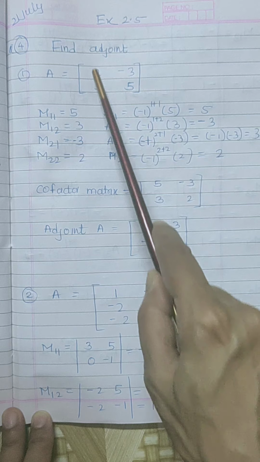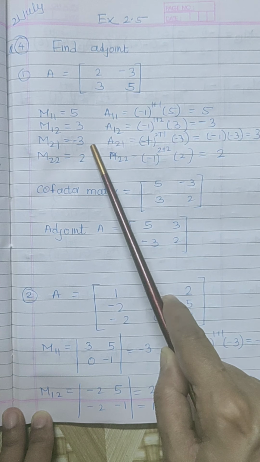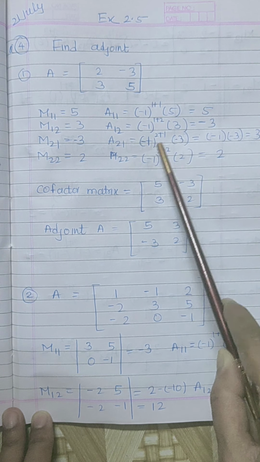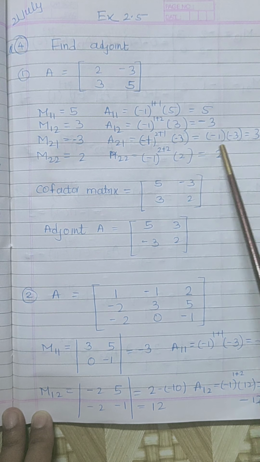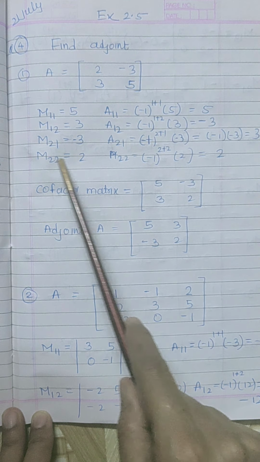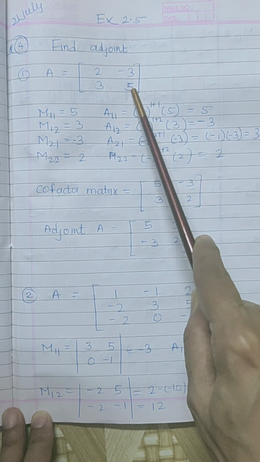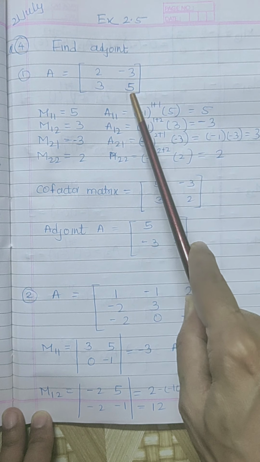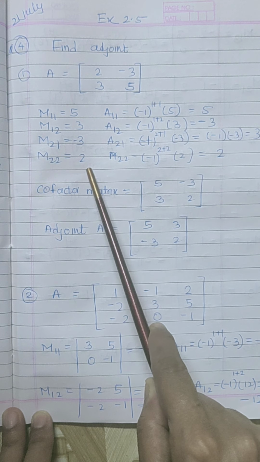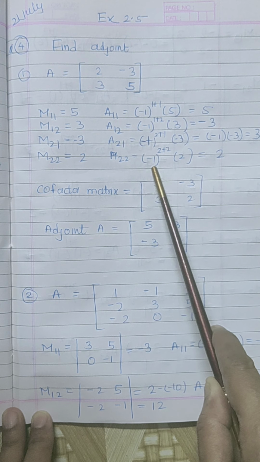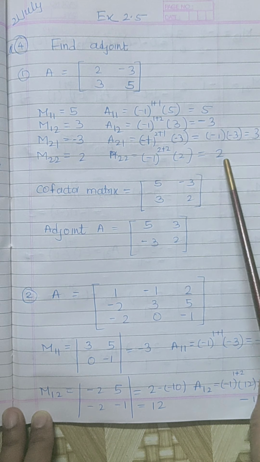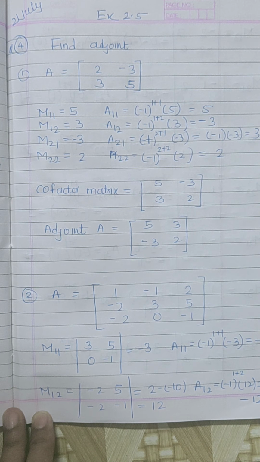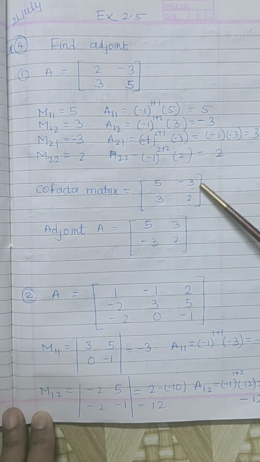This minus 1 into 3 is minus 3. M21 means this, and this is 1, so minor is 1. A21 is equal to minus 1 raised to 2 plus 1 into 1, so this minus 1 into 1 is minus 1. And M22 means this row and this column go, so what remains is 2. So A22 is equal to minus 1 raised to 2 plus 2, it becomes positive, and this is 2.